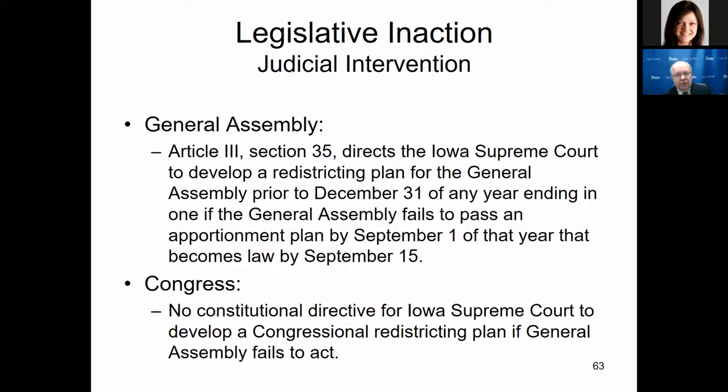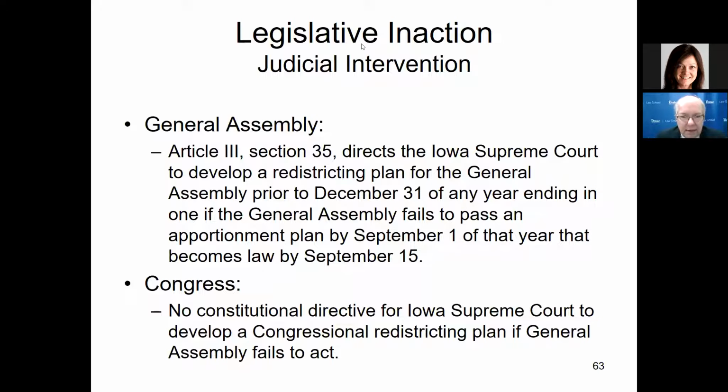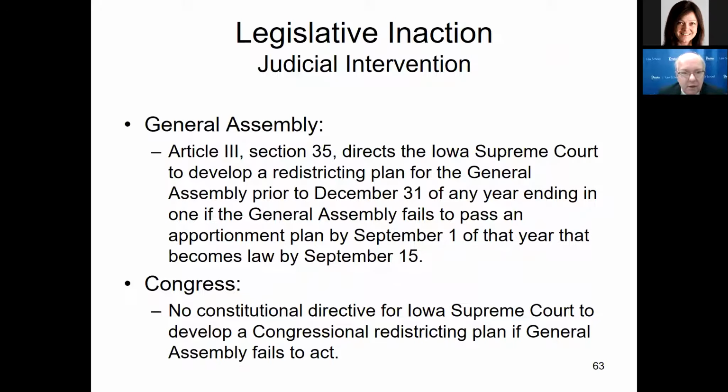As noted before, there are deadlines in regards to completion of at least legislative redistricting. And although this slide is titled legislative inaction, this year it probably could be entitled legislative impossibility. Could potentially be judicial intervention. As noted for the General Assembly, the Iowa Constitution establishes a deadline of September 1 for the General Assembly to complete legislative redistricting, and if that has to be completed, enacted by September 15th. Otherwise, the Iowa Supreme Court shall cause a redistricting plan for the General Assembly to be established. Congressional redistricting, however, does not have a constitutional deadline.